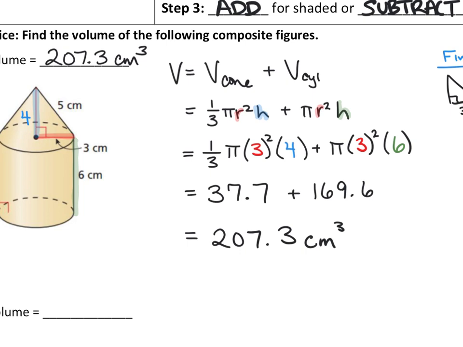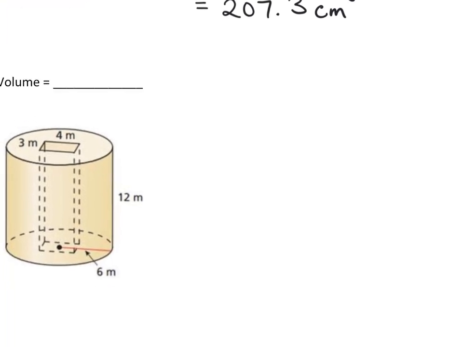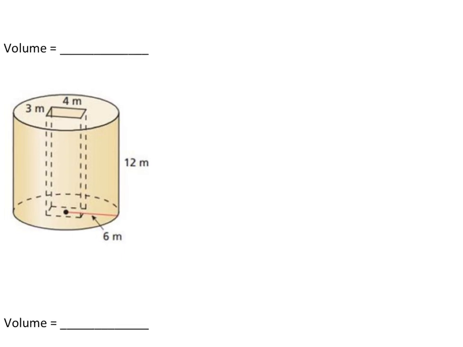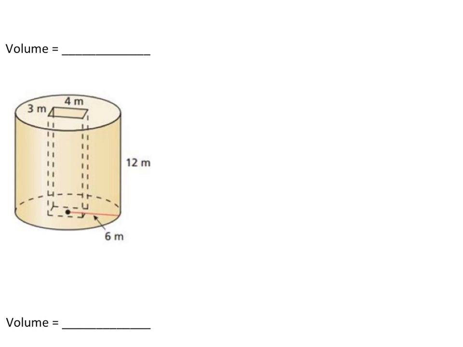If we look at the second problem, what sort of shape is happening here? It's a cylinder and a rectangle. Is the rectangle added onto the cylinder? It's like taken away, right? So instead of adding these together, what am I going to do with the two volumes? Subtract them. So if we were setting this problem up, we would say the total volume is equal to the volume of the cylinder minus the volume of the rectangle.